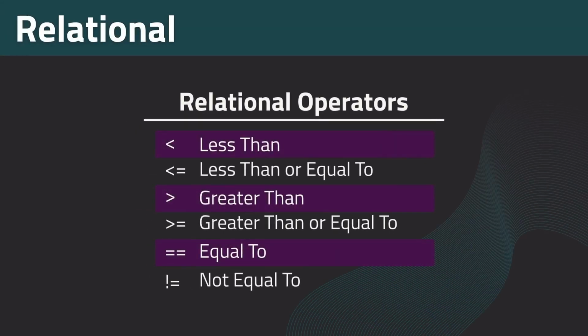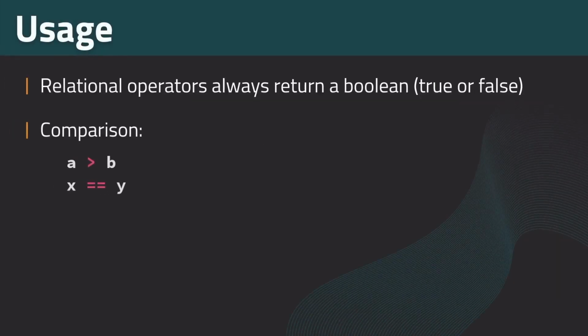Let's take a look at the relational operators. We have less than or equal to, greater than or equal to, and finally not equal to. Relational operators always return a Boolean.